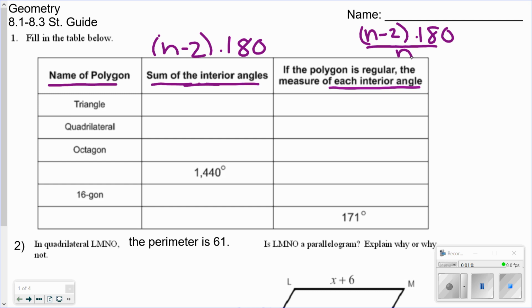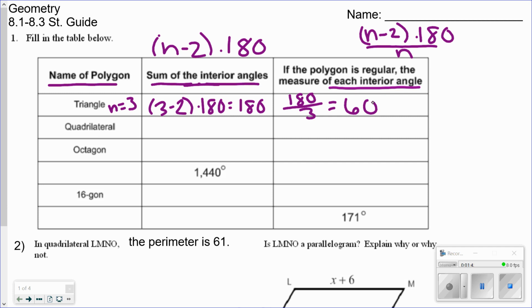All right, so let's start with triangle. So how many sides does a triangle have? Well, we know that that is 3. So I need to plug in 3 to my equation, which we get 3 minus 2 times 180. If you plug that into your calculator, you end up getting 180. All right, so now to find the measure of each angle, if it's a regular polygon, I'm just going to take the sum, which we found out was 180, and divide that by 3, which is the number of sides, and we end up getting 60.